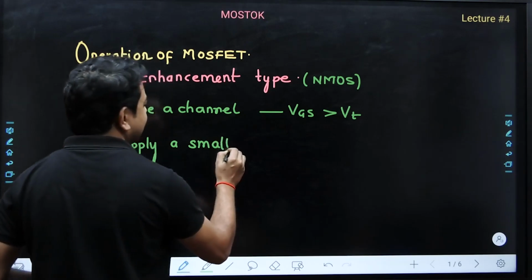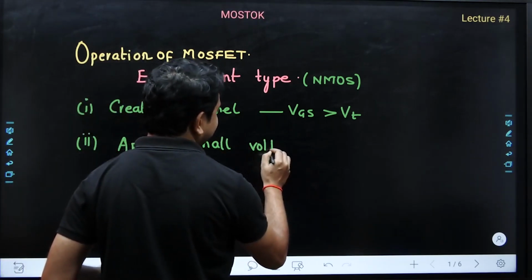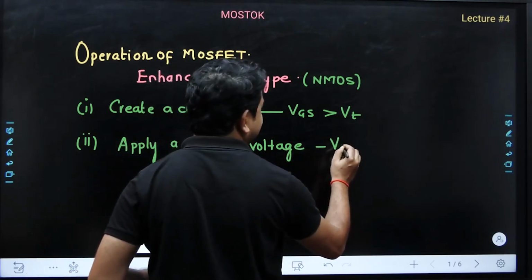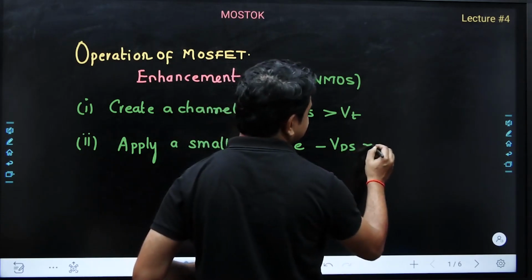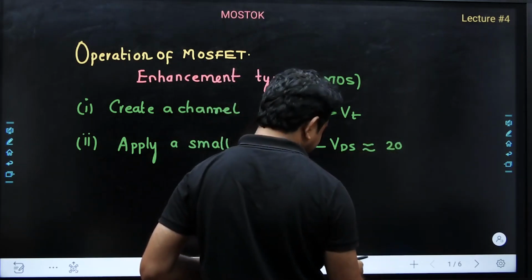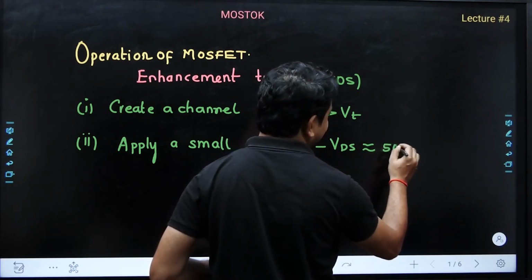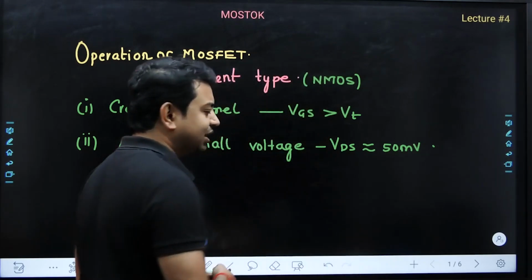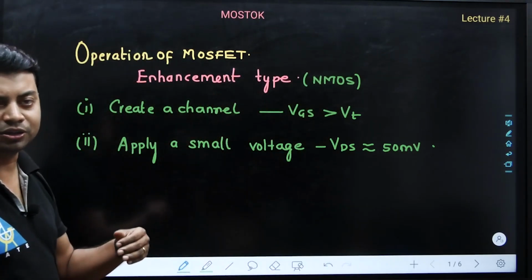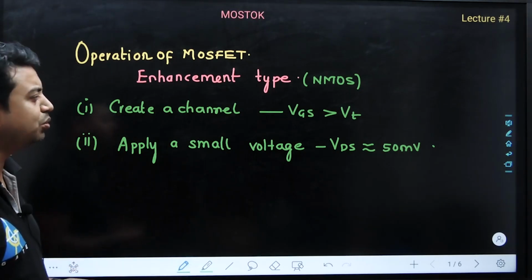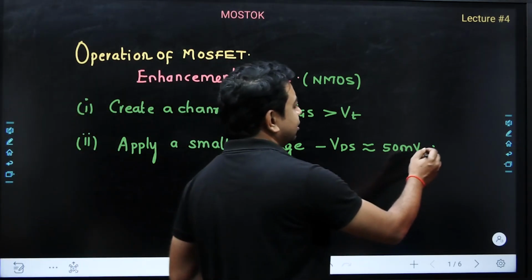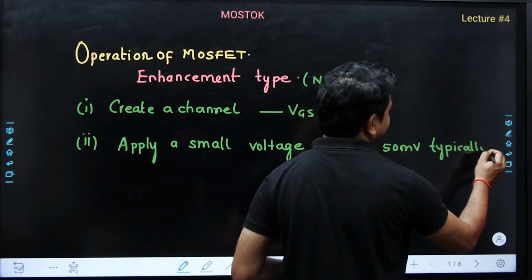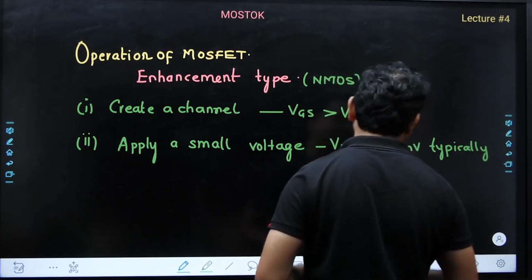We need to analyze after applying a small voltage value at the drain terminal, and that voltage value is nothing but the voltage applied at VDS. A small voltage means approximately 50 millivolt, or less than 50 millivolt. I will not go beyond this 50 millivolt, and I want to get an analysis. This is the typical value, not the exact value. So for any type of MOSFET, for any one model of MOSFET, we are applying this particular voltage.